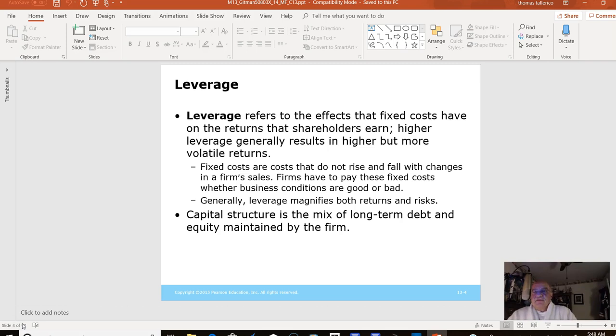So we're going to talk about leverage and capital structure in this chapter today. And leverage just refers to the effects that fixed costs have on the returns that shareholders earn. So basically, higher leverage generally results in higher but more volatile returns. Okay. So the fixed costs are costs that, as it says, do not rise and fall with changes in a company's sales. So your rent is a fixed cost, right? The company's rent is a fixed cost.